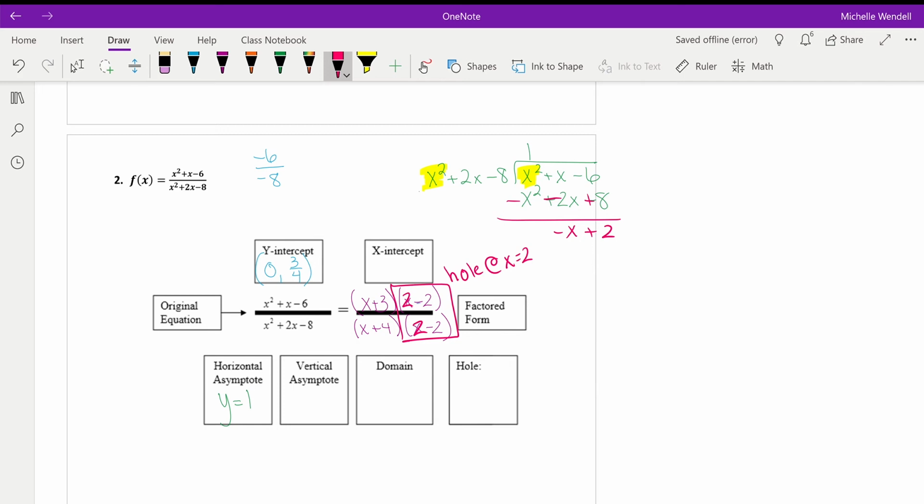Usually when something's undefined in the denominator, we say it's an asymptote, but because the numerator and the denominator both have that common factor, that x minus 2, they divide out to 1. It actually creates a hole and not an asymptote.